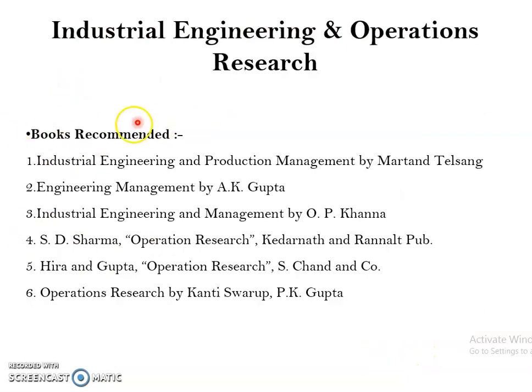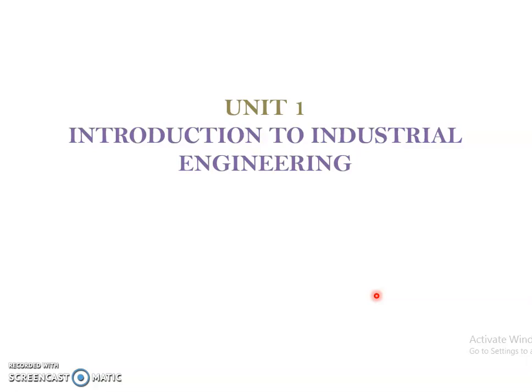This slide contains a list of books recommended for this subject. I usually refer to two books for Industrial Engineering: Industrial Engineering and Management by O.P. Khanna, and Industrial Engineering and Production Management by Martand Telsang. And for OR, I usually refer to this book, Operations Research by Kanti Swarup and P.K. Gupta. Now let us start with unit 1.